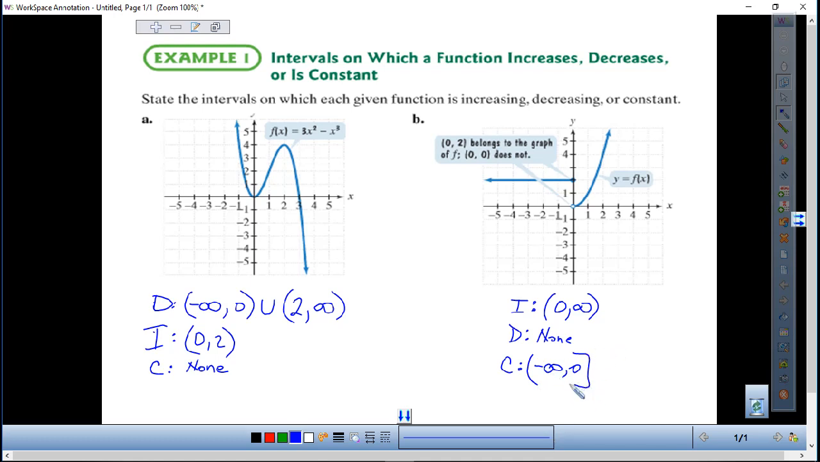Very seldom are you going to end up using a bracket on these intervals when you're talking about increasing and decreasing, but if you do, it's going to be where you've got transitions like this, where you've got breaks in it. It's going to be a piecewise function. You've got a closed dot here and an open dot somewhere else.